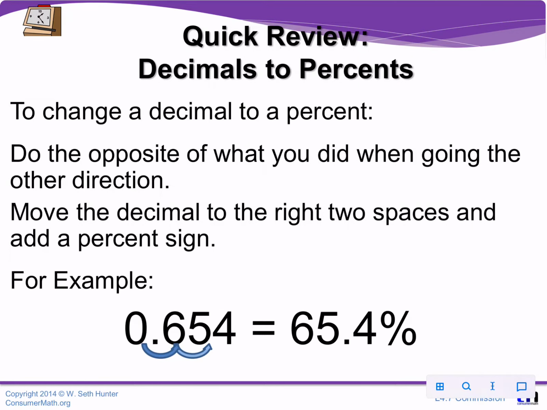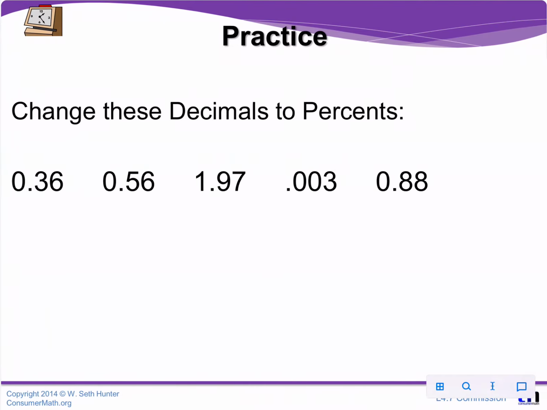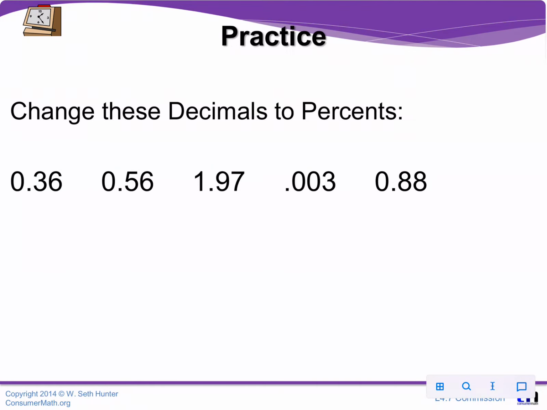Okay, to change decimals to percents, we're going to do the opposite of what we did when going the other direction. Move the decimal to the right 2 places, and then you're going to add a percent sign. So we're going to go ahead and practice changing these decimals to a percent.